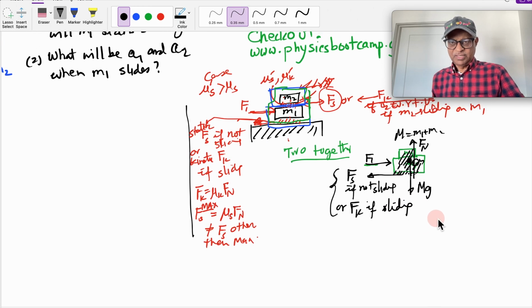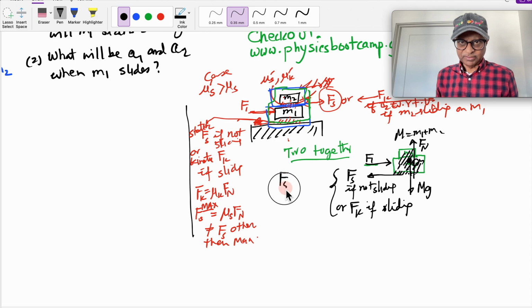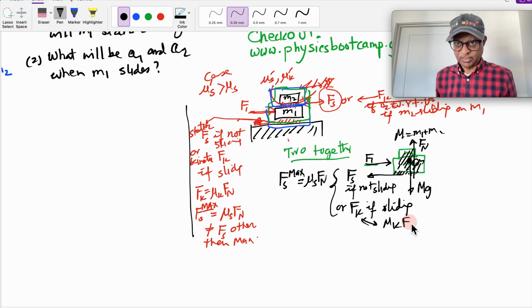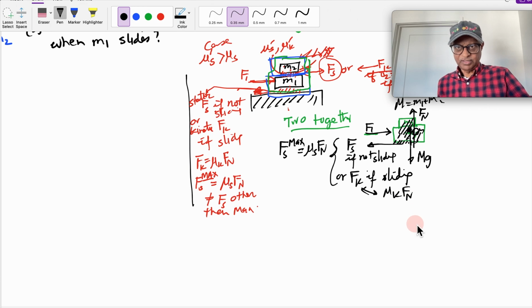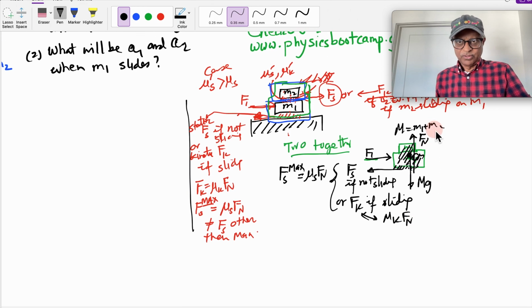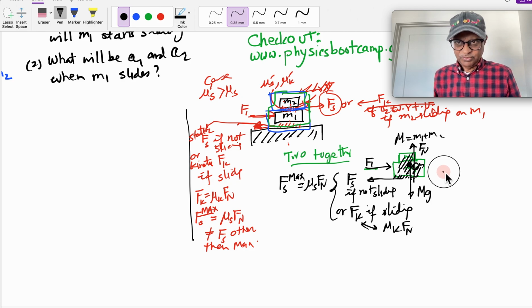So you can see Fs will match F1 up to a point. So this Fs max will be mu s Fn, but this one will always be mu k Fn. Let's write down the equations we're going to get. So if we do a free body diagram, this is the x and y.